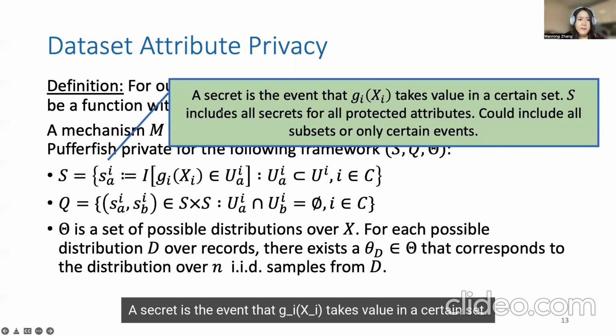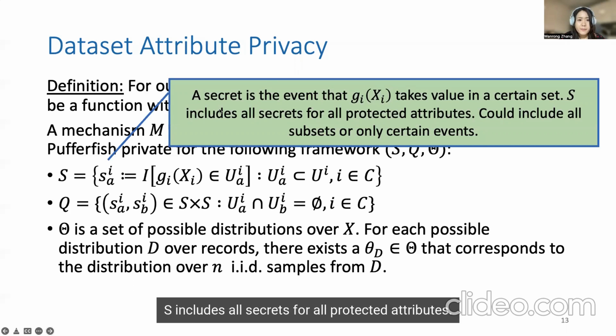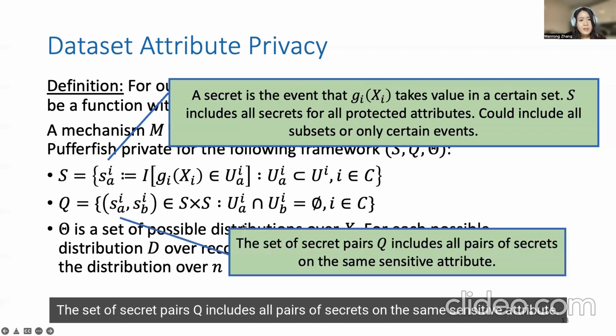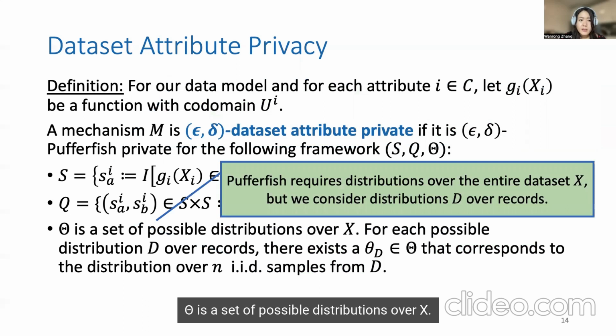A secret is an event that g_i(X_i) takes value in a certain set, and S includes all secrets for all protected attributes. It could include all subsets or only certain events. And the set of secret pairs Q includes all pairs of secrets on the same sensitive attribute. Theta is a set of possible distributions over X.